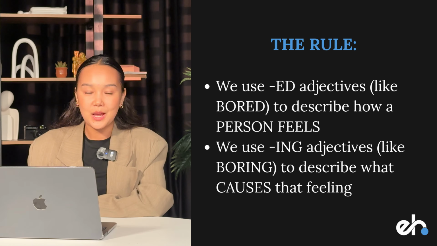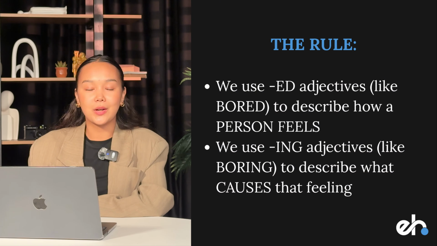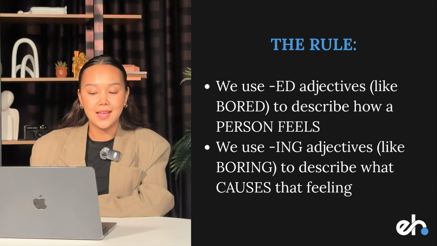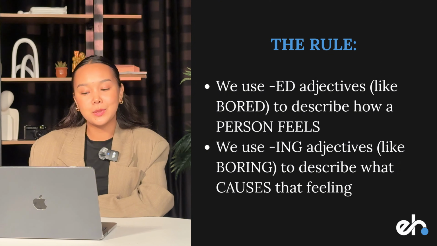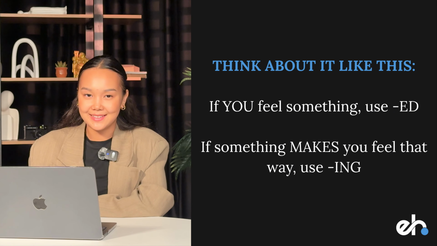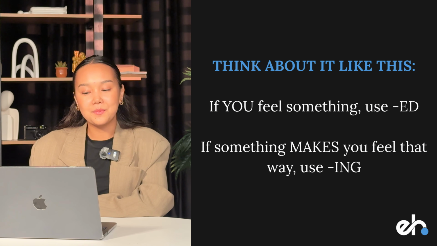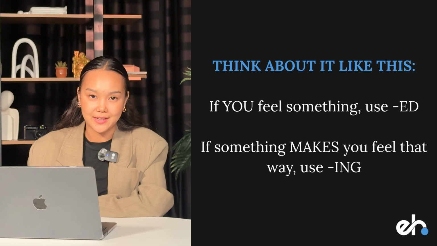The rule: we use -ed adjectives like bored to describe how a person feels, and -ing adjectives like boring when we describe what causes that feeling. Think about it like this: if you feel something, use -ed, bored. If something makes you feel that way, use -ing, boring.